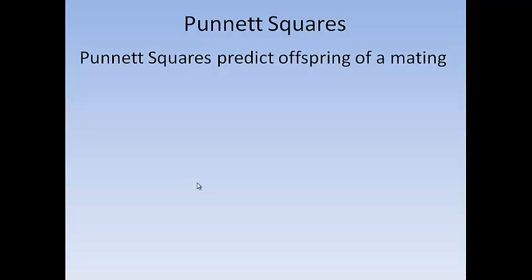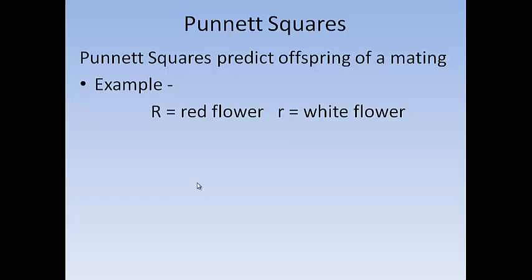Punnett squares allow us to predict the offspring of a mating between any 2 individuals. In this case, we're going to predict the offspring of a mating involving one trait, and that's flower color. Suppose we have 2 flowers, and the alleles for flower color are big R, capital R, for red flower color. Remember, capital means dominant. And little r for white flower color. Remember, lowercase letters mean recessive.